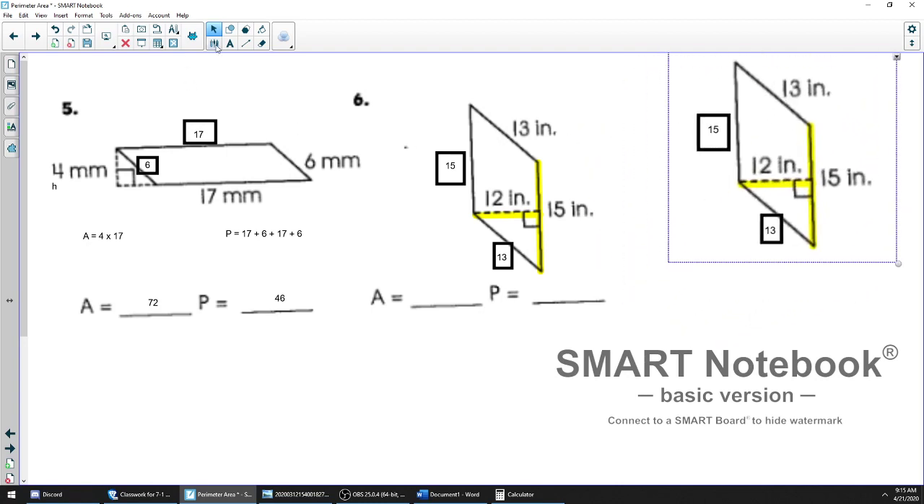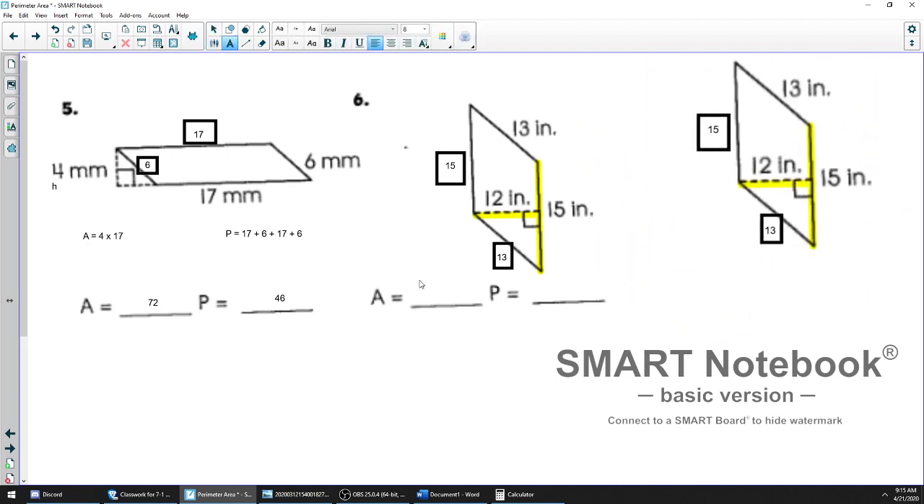Okay. So now let's go over the answers. How do I find area? Base times height. So area equals 12 times 15. Put that in a calculator. You will get area equals 180.